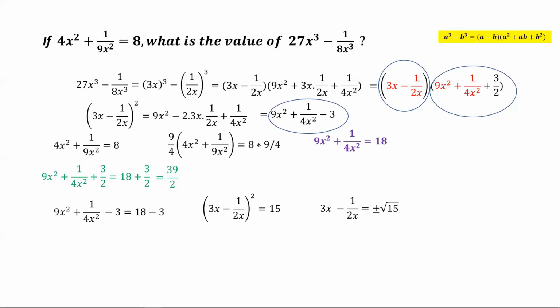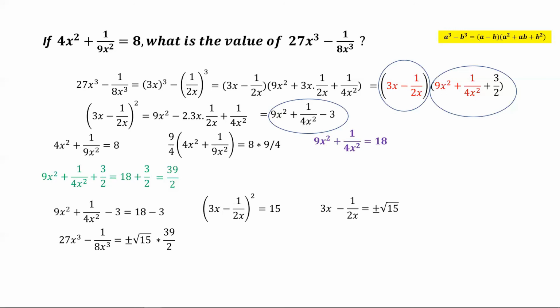We have expressed 27x cubed minus 1 by 8x cubed as the product of two terms, and now we have evaluated both the terms. We know that 9x squared plus 1 by 4x squared plus 3 by 2, which was in green, is 39 by 2. And we also evaluated 3x minus 1 by 2x, which is plus minus root over 15.